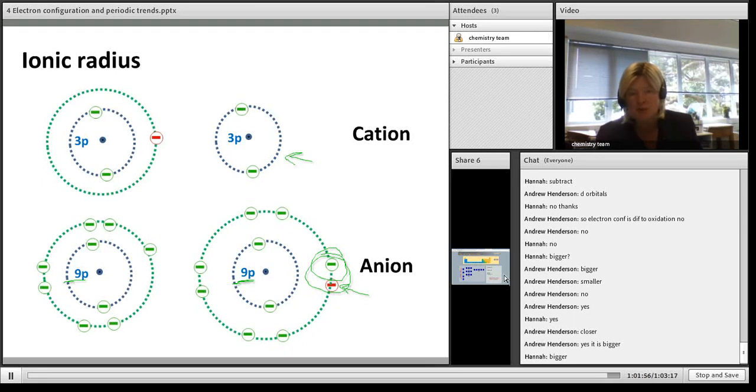The key point with this one is I have lost an energy level, so my valence electrons are now in the first energy level rather than the second energy level. So it's going to be smaller. I think that's fairly self-explanatory. And you'll see a term in the booklet, isoelectronic, which is when you've got the same number of electrons.